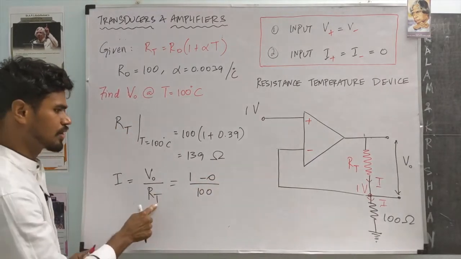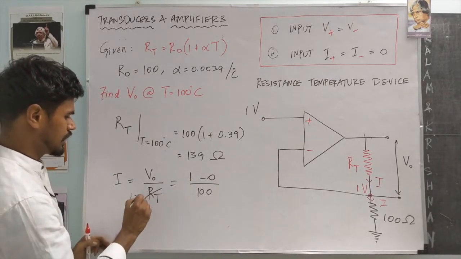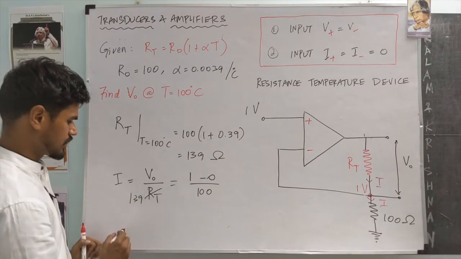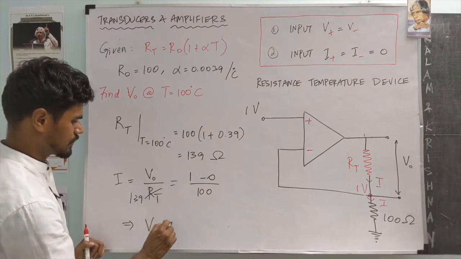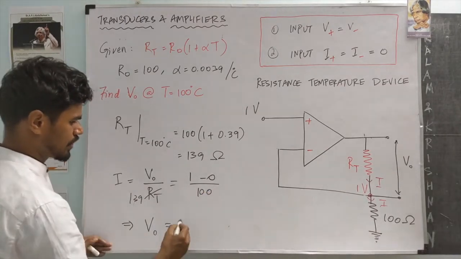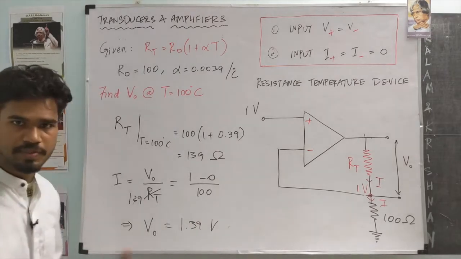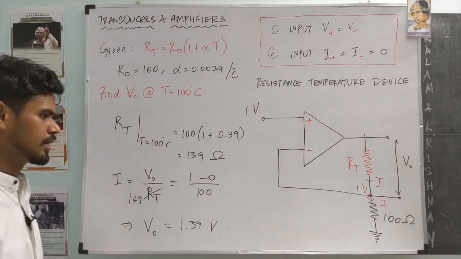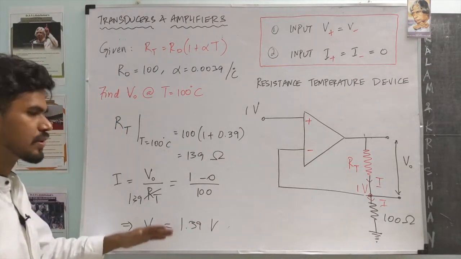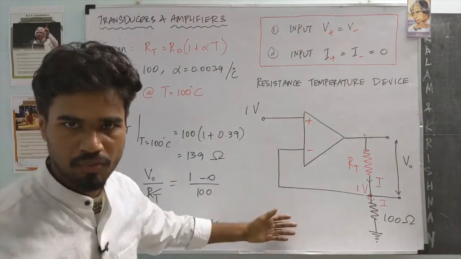So we know what RT is: with 100, it is 139. So this is 139. Okay. Using this, we can find what V0 is. V0 is 139 over 100, so it's 1.39 volts. A very simple problem. And you can get the solution using these two rules within a matter of 30 or 40 seconds.